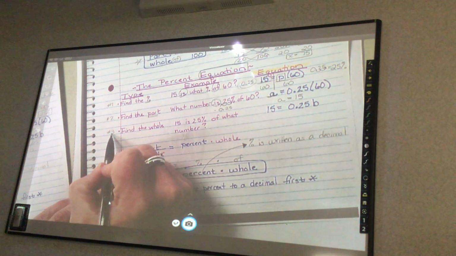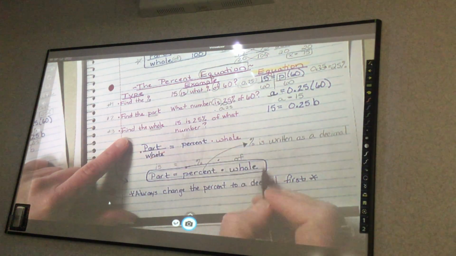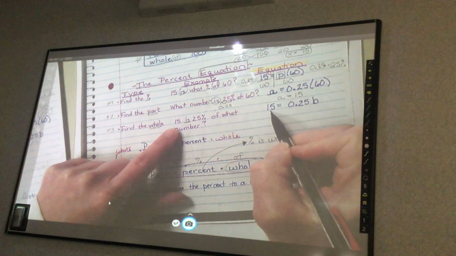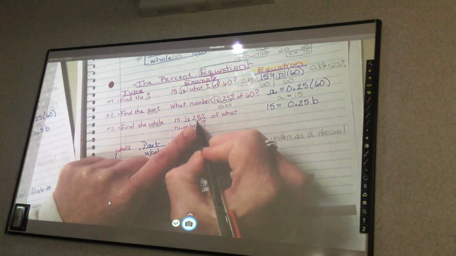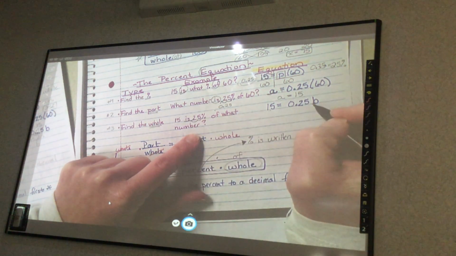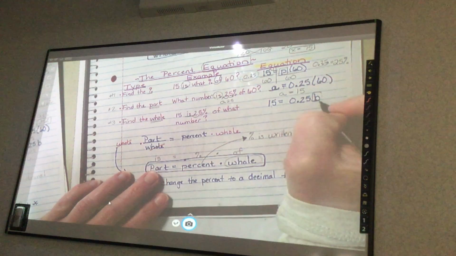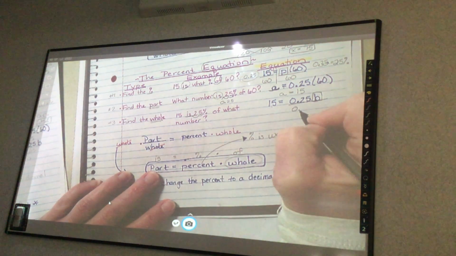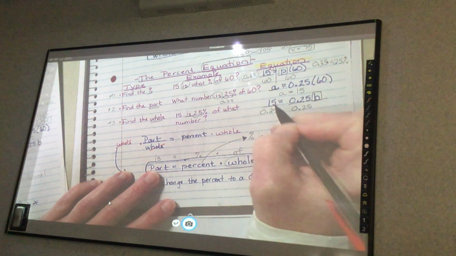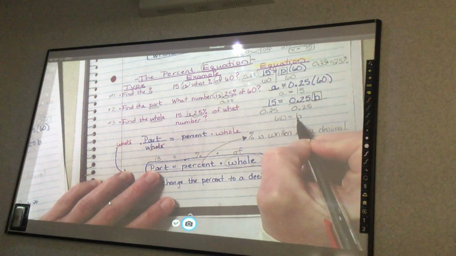Now for example 3, we're going to find the whole. So 15 is, so that is my is, that's my part. 25%, I changed 25% to a decimal, so then I write 0.25 of what number? I don't know, I'm going to put a letter there. How do I solve for this letter? I'm going to put a box around it. Divide both sides by 0.25. 15 divided by 0.25 is 60, so 60 equals B.